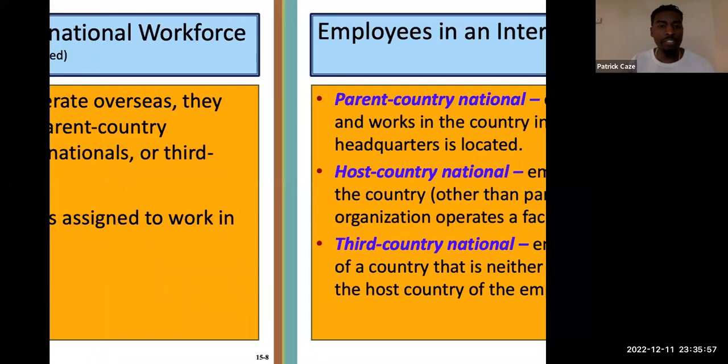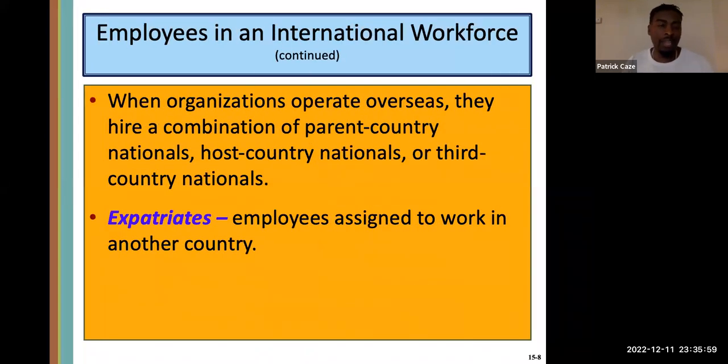So you've got a couple of different types of nationals and types of workers, depending on if you're from the particular country and you work there, but you work for an organization that's outside the country. If you work in the country and you work for an organization that's outside the country or inside the country, there are different categories, okay? When organizations operate overseas, they hire a combination of parent country nationals, host country nationals, or third country nationals.